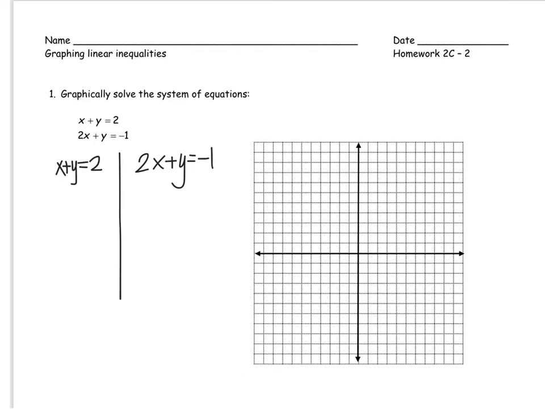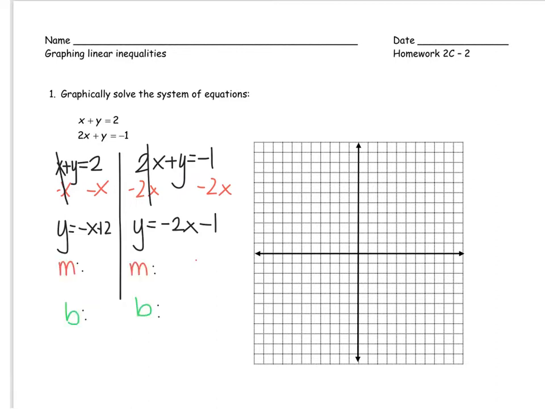So here are our two equations. We're going to start off by bringing all the x's over and rewriting the rest. Now we see that both equations are set equal to y, so we're ready to graph. For our slopes, we have -1 over 1, so that means down 1, right 1. For this one, we have -2 over 1, which means down 2, right 1. And here are our y-intercepts.